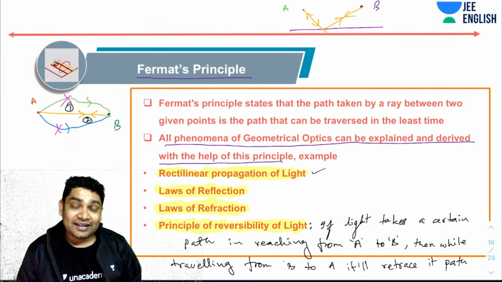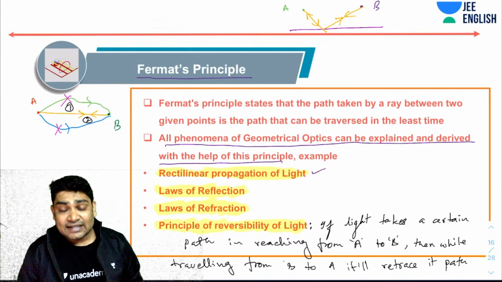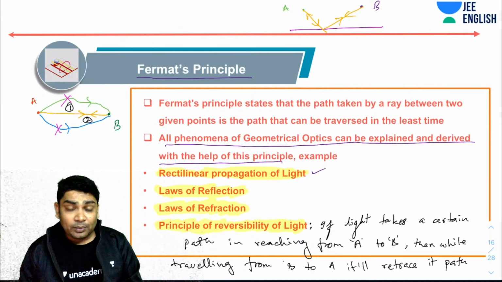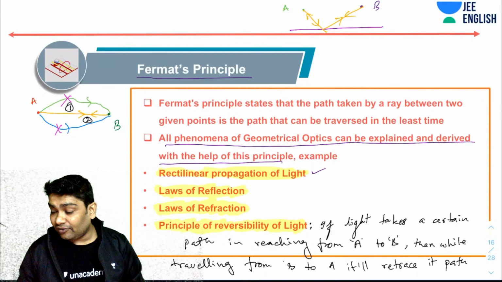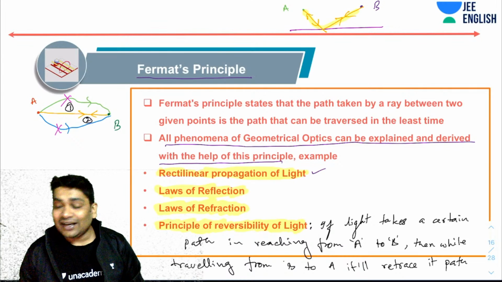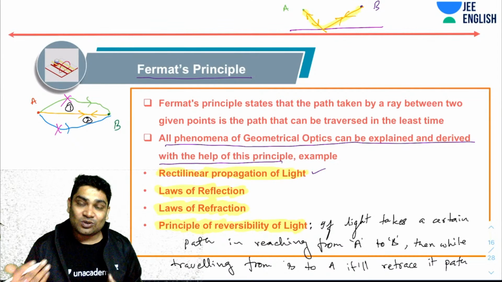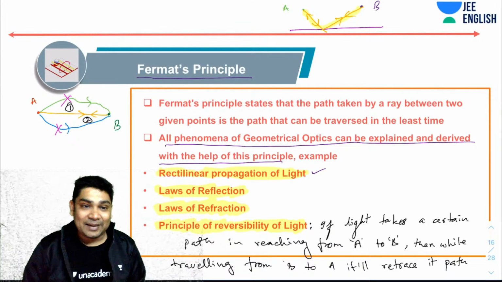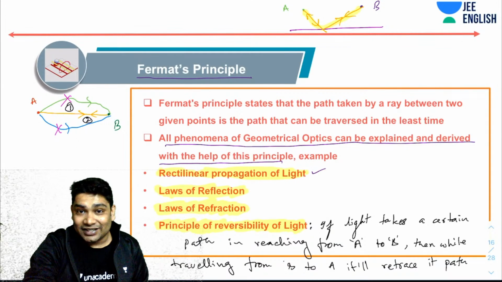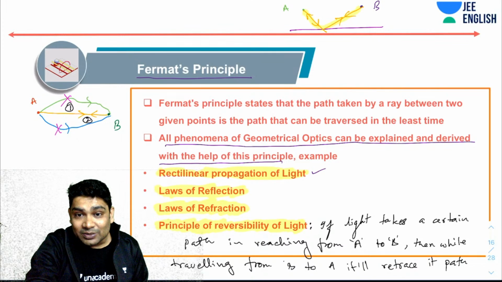So this is another interesting consequence. Again, this can also be easily explained with the help of Fermat's principle. As I said, if while going from A to B after reflection, light figured out that this is the path of shortest duration, then while coming from B to A also, this only has to be the path of shortest time. So light will always follow the path of shortest time. That is what Fermat's principle says.